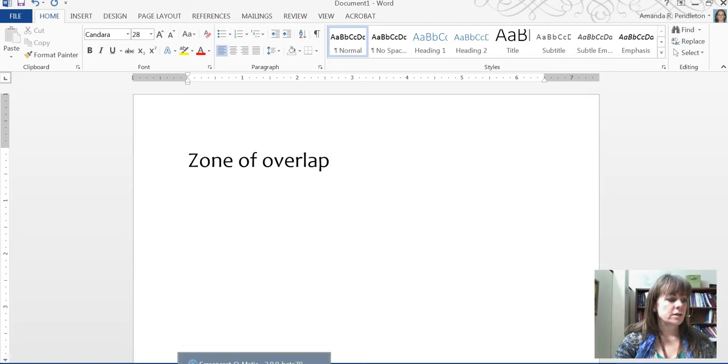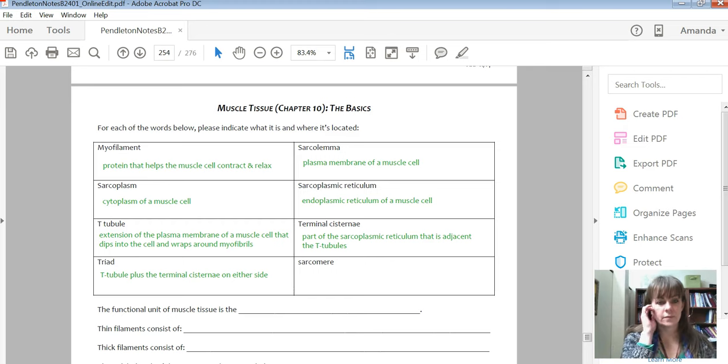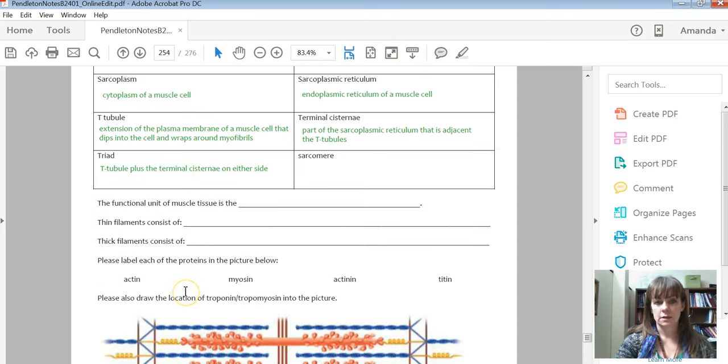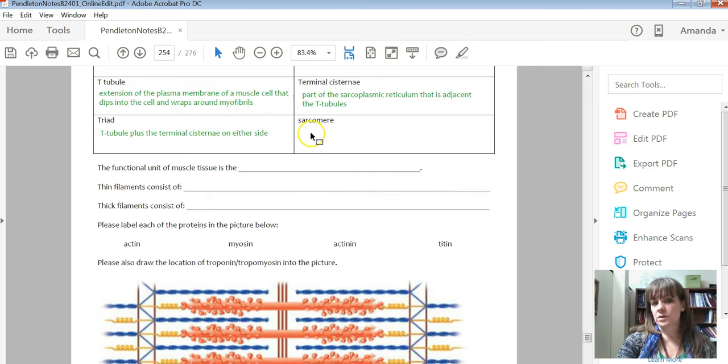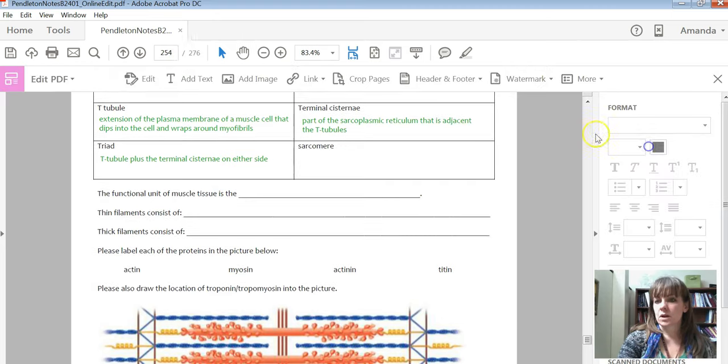Okay, so what I'd like for you to do is to now go to your notes and see if you can take this information that we've just talked about and put it in. Okay. So for example, sarcomere. How would you define a sarcomere? What is a sarcomere? And hopefully you should have something in that definition about running from Z line to Z line. We already talked about how the functional unit of muscle tissue is the sarcomere. Thin filaments consist of mostly actin. Thick filaments consist mostly of myosin.